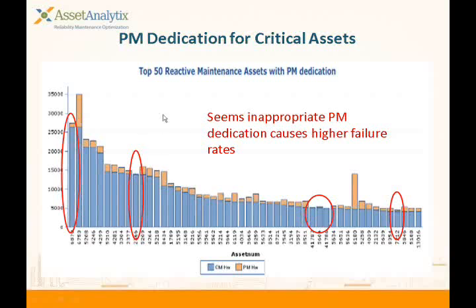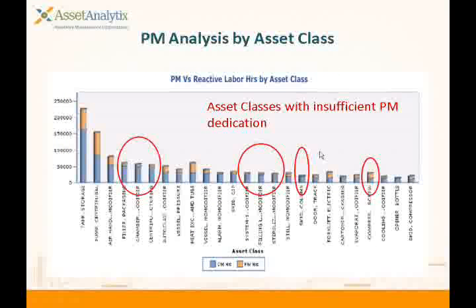I wanted to show you that in this particular case, there seems to be an inappropriate PM dedication, or there is no PM dedication, and hence there is a very high failure rate. So some of these pictures can give you a good story about why there is a higher failure rate. Let's look at another example where there may be insufficient PM dedication. Again, similar to what we saw earlier, there is PM dedication, but it may not be sufficient.